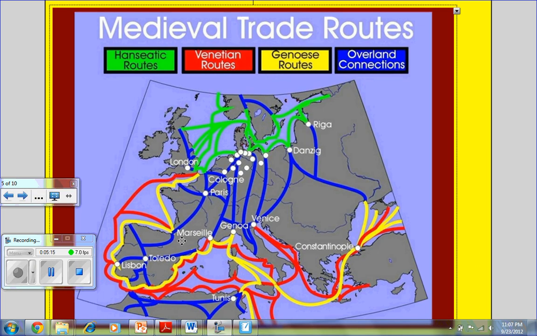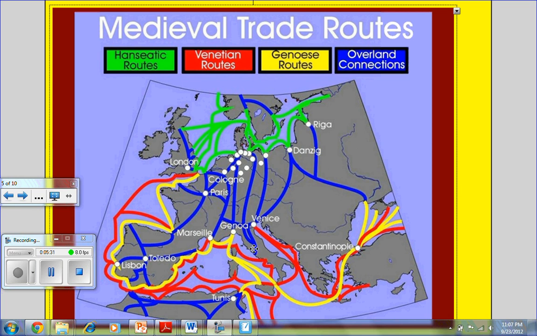Okay, over here you can take a look at the map. We've got all these different routes. We've got Genoa over here. We've got Venice over here. And right here in the middle would be where the city-state of Florence would be.